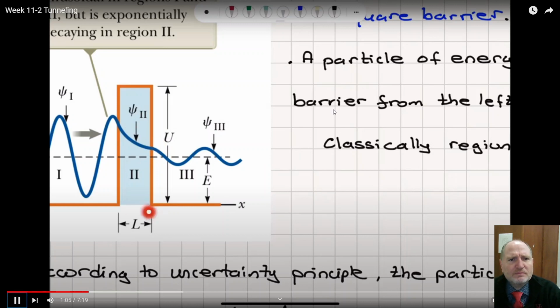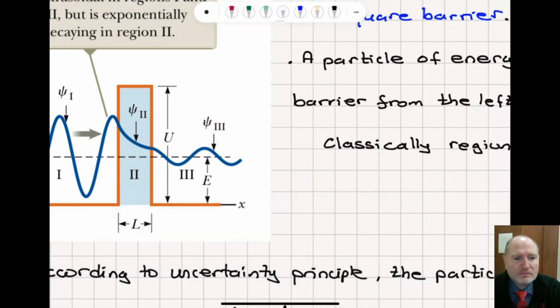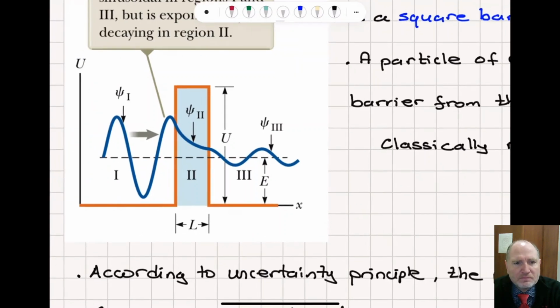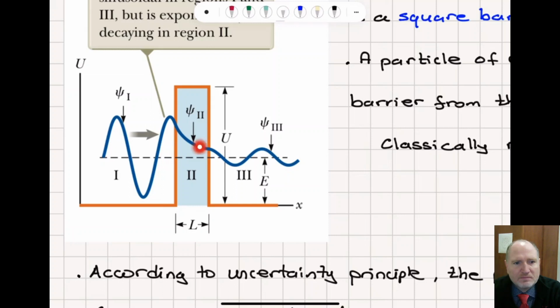Enters the barrier or exits the barrier, then it can make it to the other side, and it will have a solution for its wave function on region 3. Now, here I'm assuming that the energy of the particle that is incident on the square barrier from the left-hand side is less than the potential energy U.